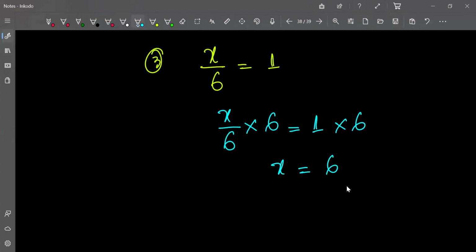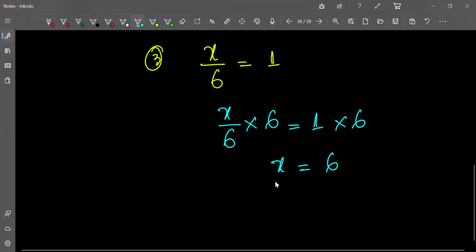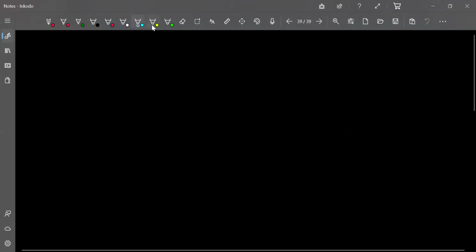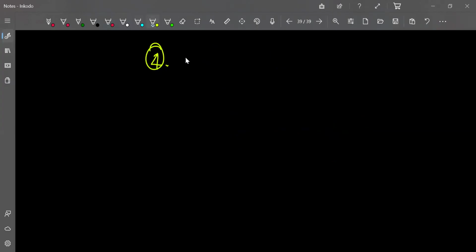Okay, so let's move to the next example. Example 4. If I have 5x minus 19 equals negative 4x plus 8. Okay, so now let's transpose the term containing variable x into the left side and transpose the term containing a number into the right side and change the sign of the terms.